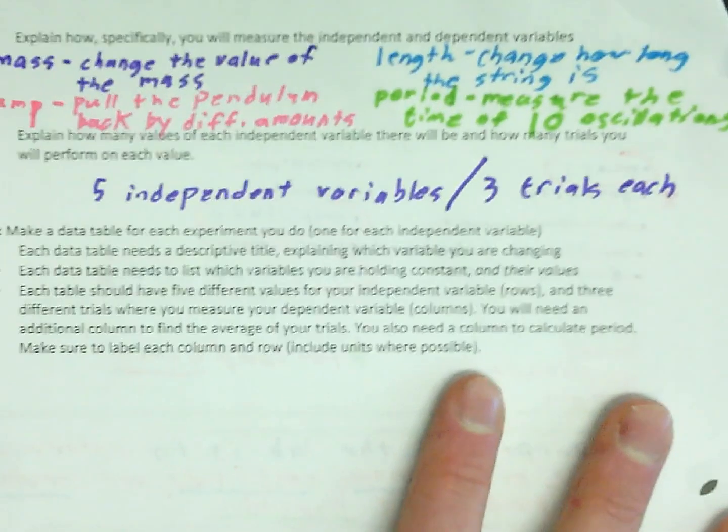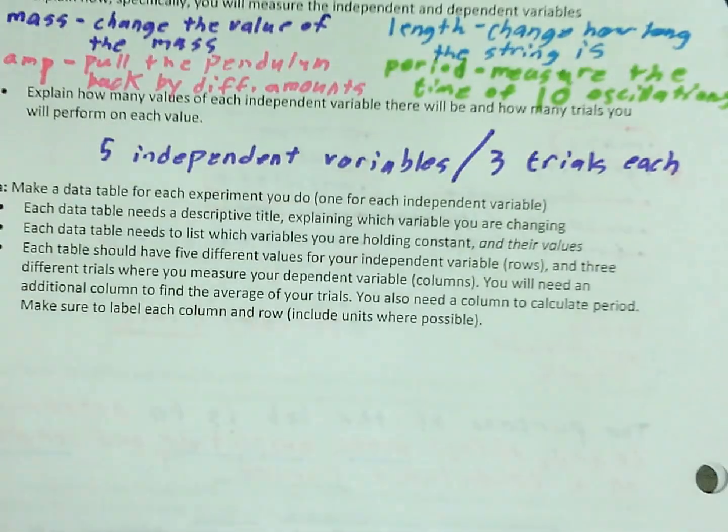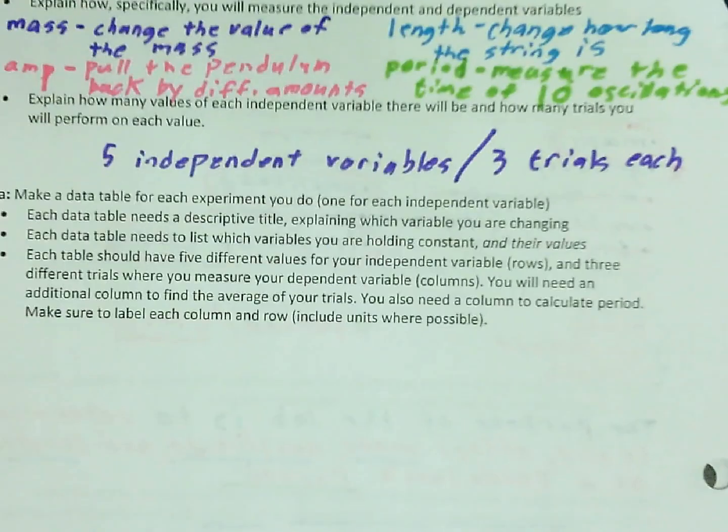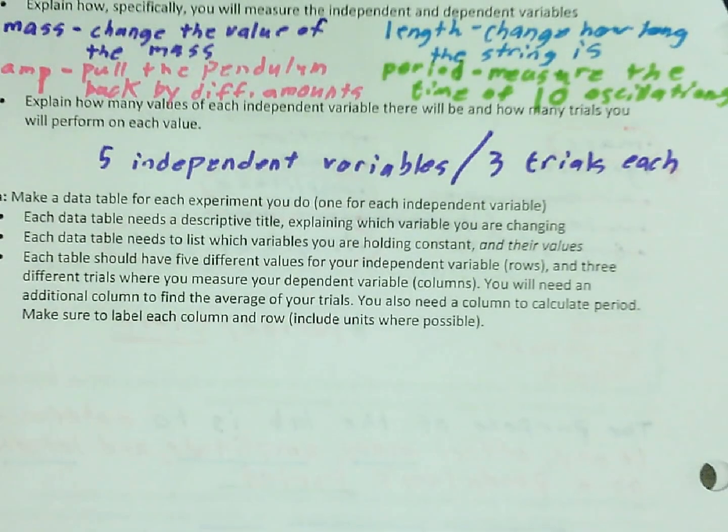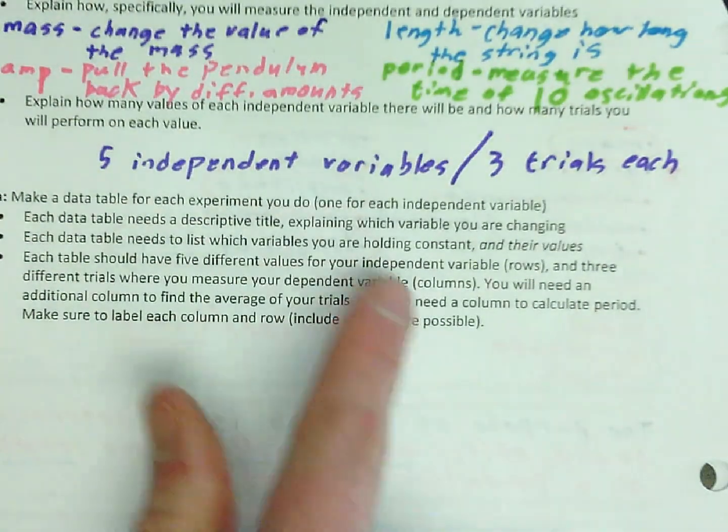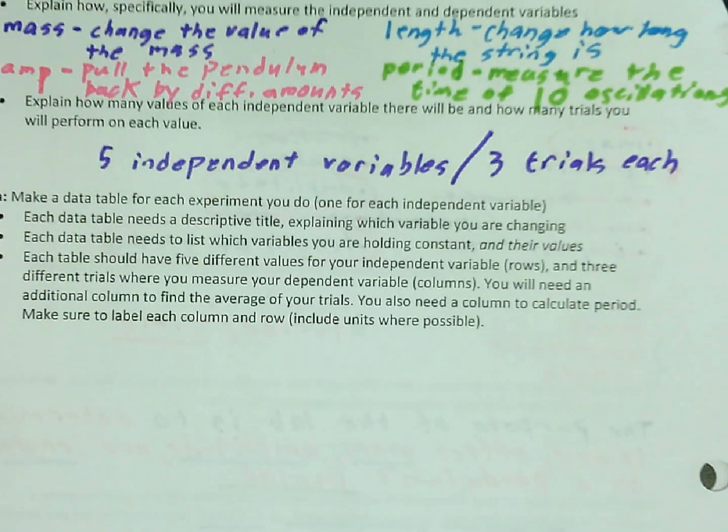So again, for the mass, we're just going to change the values that we hang from the end. For the amplitude, we're going to pull it back different distances. For the length, we're going to change how long the string is. And for the period, we're going to measure the time to go back and forth 10 times.